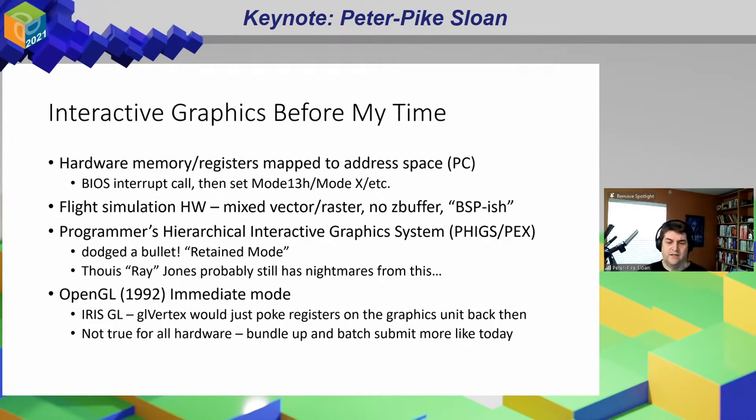One thing to point out is, my understanding is the old IrisGL was actually a very thin abstraction of the hardware. So when you did GL Vertex or whatever, it poked registers that went right to the graphics processor. So it wasn't this batch up all kinds of stuff and then submit it later like we have today. So the gap between APIs and hardware has evolved over time.